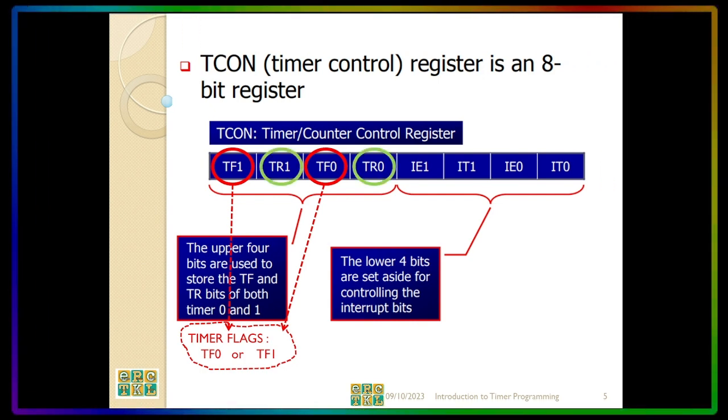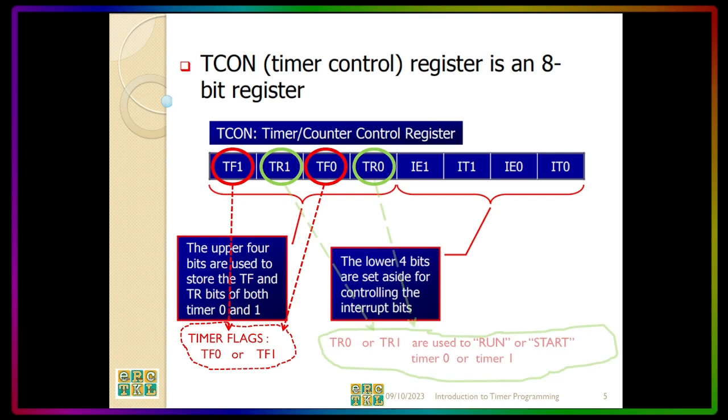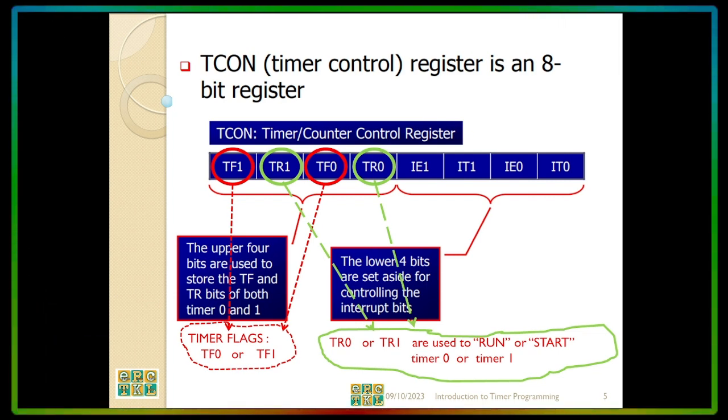Also, we will be needing TR0 or TR1. This is to run or start timer 0 or timer 1. We can set TR equals 1 to make it run or to make it start, and we can set them to 0 to make them stop.